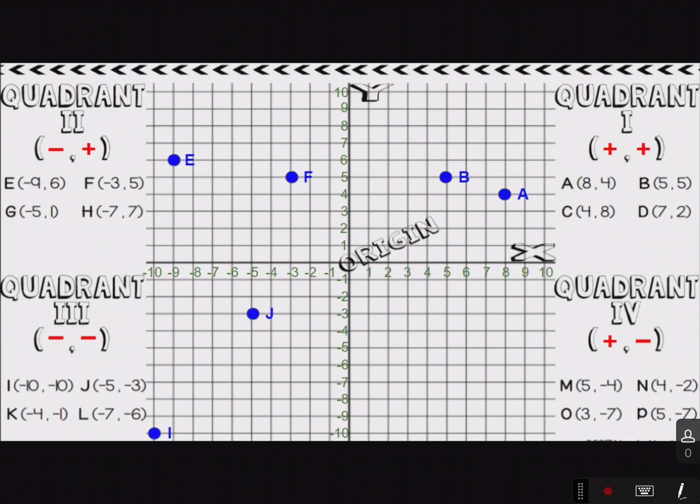Now, last but not least, we're going to go to quadrant 4. And we're going to go back to our origin, and we're going to do M and N. So we're going to do M first. That is at 5, negative 4. So we're going to go to positive 5 on the x value, because that comes first. And then we're going to go to negative 4, which means we're going to go down to the negative 4. Right on those crosshairs, we're going to put our point and label it M.